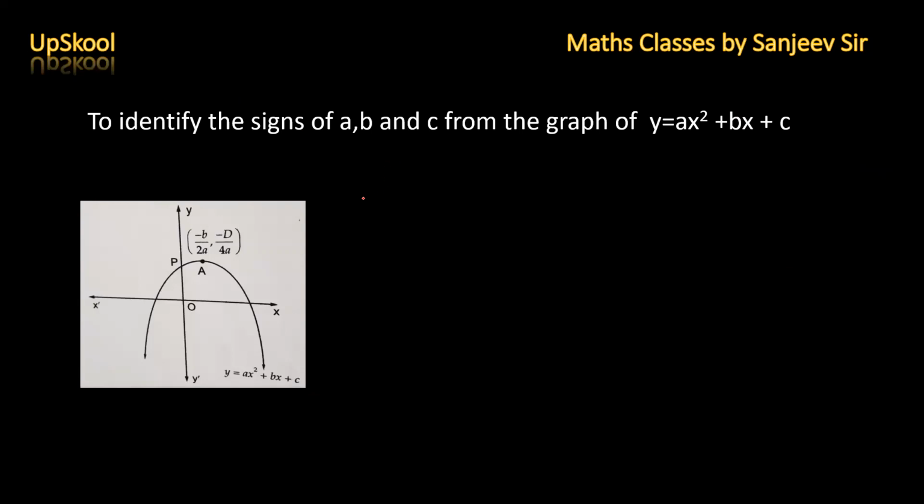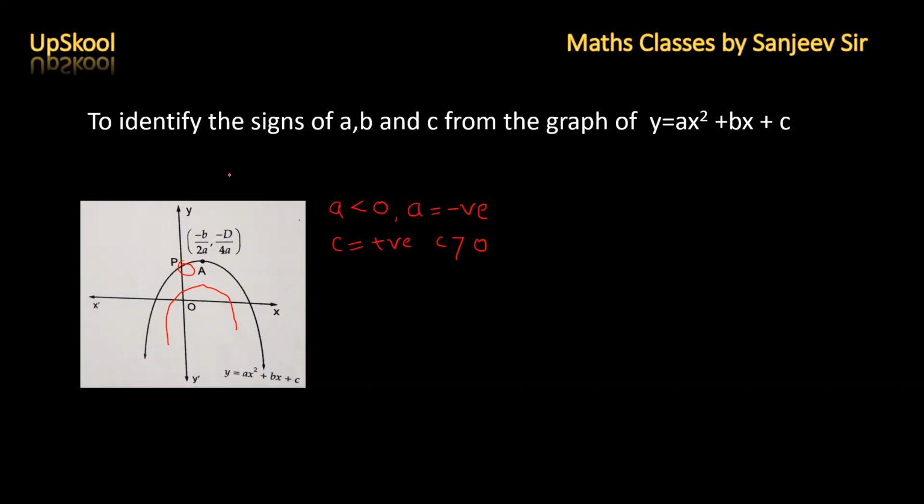Now, applying what we have learned, first we will identify the sign of a. The parabola is opening downward, so a will be less than 0, that is, a is going to be negative. The graph is intersecting the positive direction of the y-axis, so c is positive, c greater than 0.